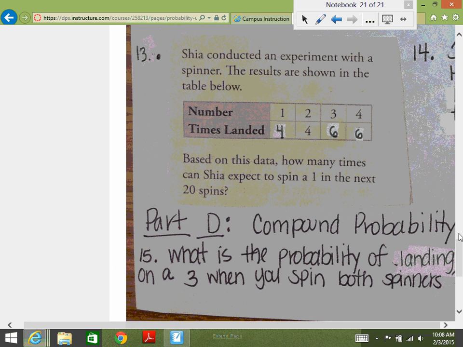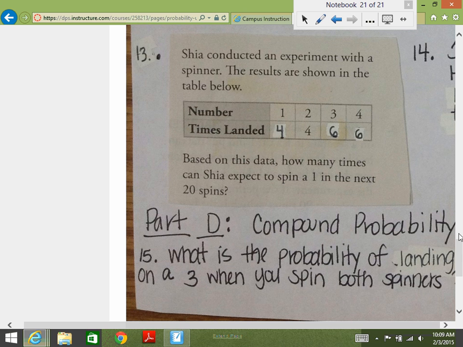All right. Shia conducted an experiment with a spinner. The results are shown in the table below. What numbers are on the spinner? Okay. How many times did she land on a 1? How many times did she land on a 2? How many times did she land on a 3? And how many times did she land on a 4? Okay. Based on this data, how many times can Shia expect to spin a 1 in the next 20 spins?